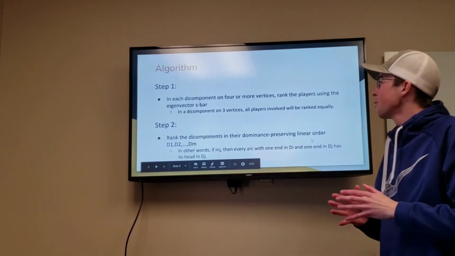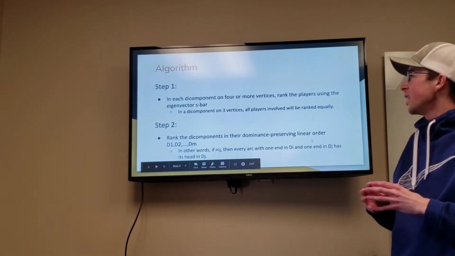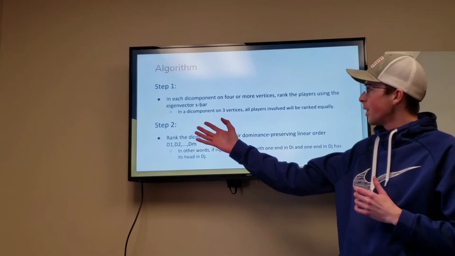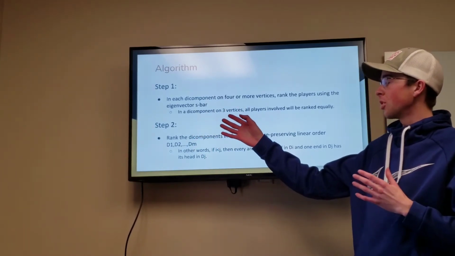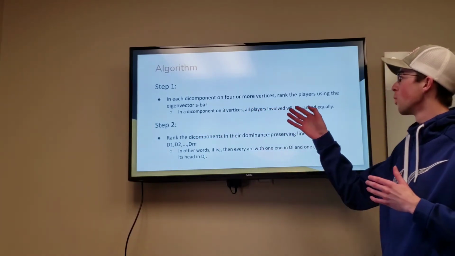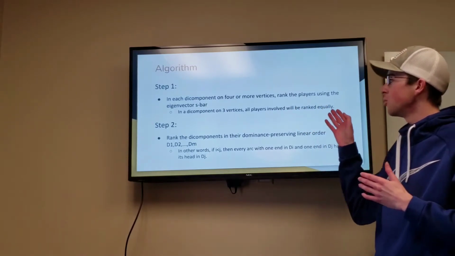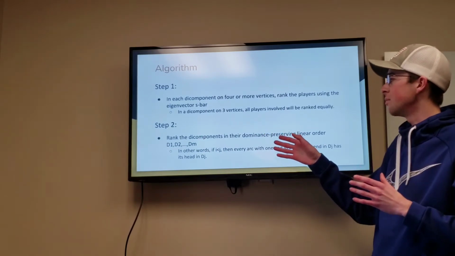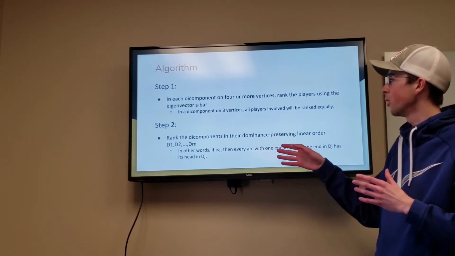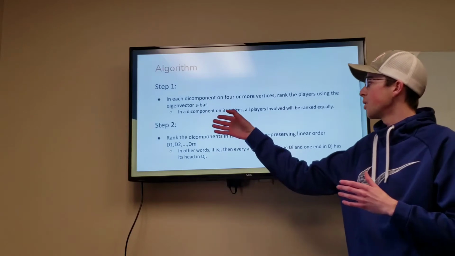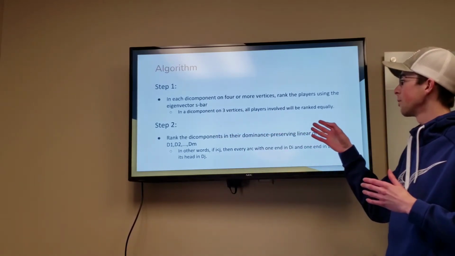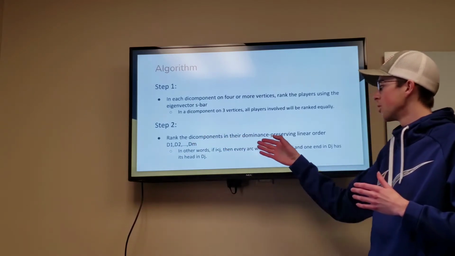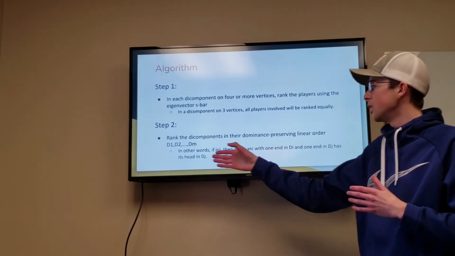So we have this wonderful algorithm for determining a ranking in a tournament. First I'll just state what it is. Step 1: if we have our tournament D, for each dicomponent on 4 or more vertices, rank the players using the eigenvector S bar that's correlated to the largest eigenvalue of the adjacency matrix which Jose was describing earlier. And if we have a dicomponent on 3 vertices, all these players will be ranked equally.